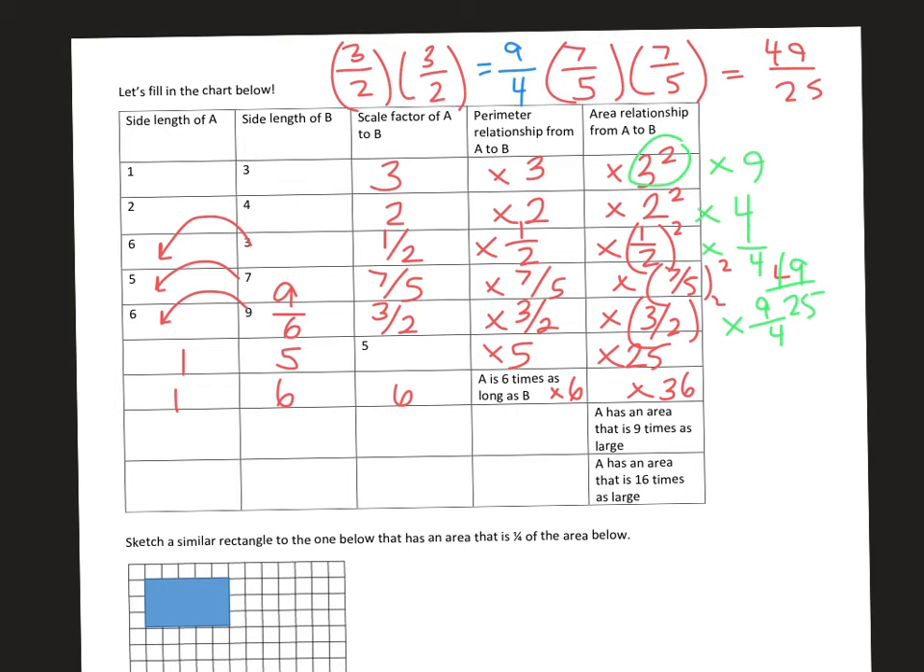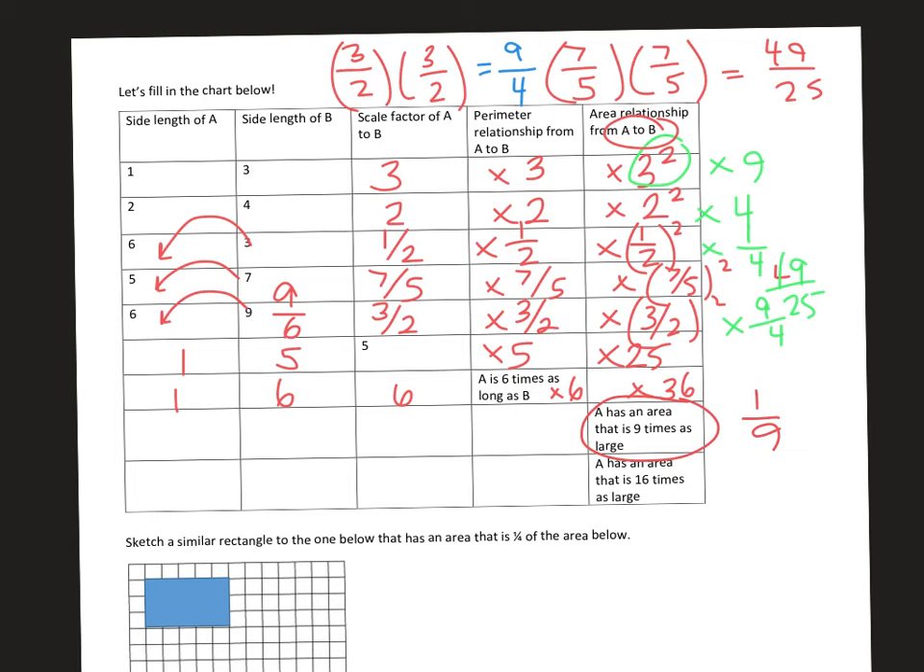Okay, these bottom two are a little trickier. So if A has an area that's 9 times as large, A is the bigger number than B because A is 9 times as large. So this means the area relationship from A to B is 1/9. I'm going to write it like that. So if I take 1/9 of A, I'm going to get B.